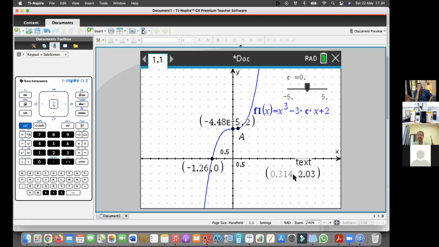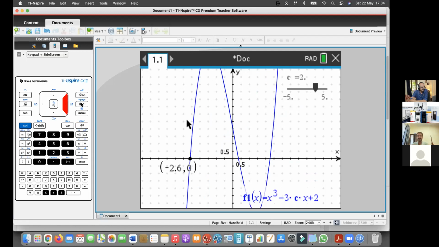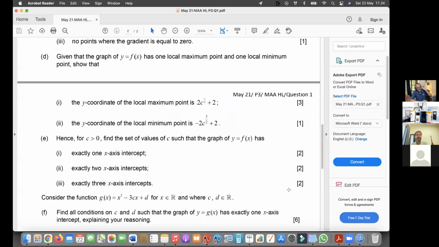Now look at point A. I don't want this one, so I can delete this. When point A is above the x-axis, you have one x-intercept. When point A is on the x-axis, you have 2 points. And when point A goes below the x-axis, you have 3 x-intercepts. Now let's look at this once again: exactly 1 x-intercept. So what should happen here?